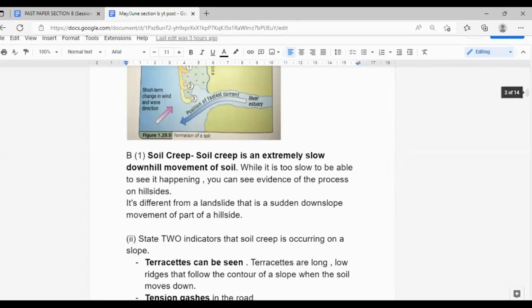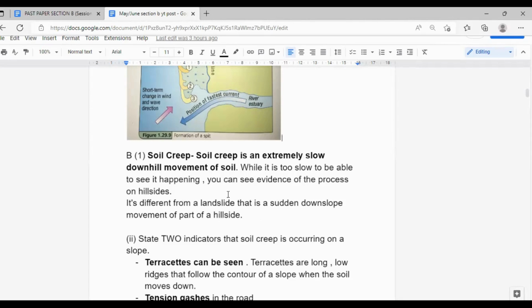So soil creep is an extremely slow downhill movement of soil. While it is too slow to be able to see it happening, you see evidence of the process on hillsides. It is different from a landslide, that is a sudden downslope movement of part of a hillside. Soil creep, like we said, is not to be confused with a landslide, because a landslide is sudden and all at once, while soil creep happens gradually. It's the gradual movement of soil over time down the hill.